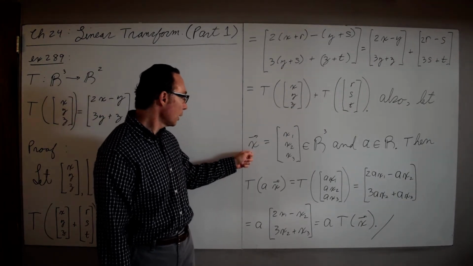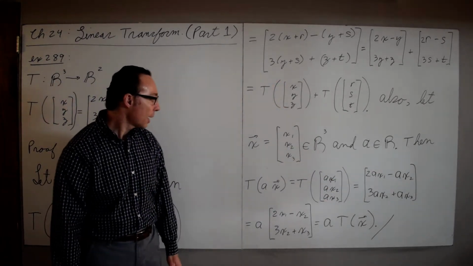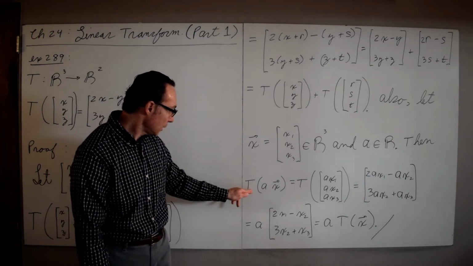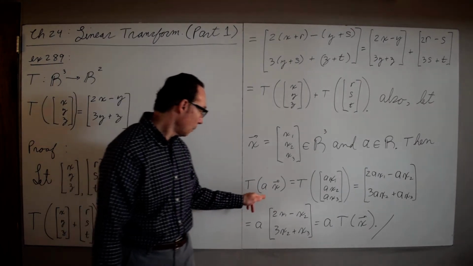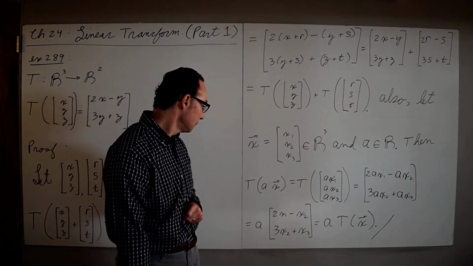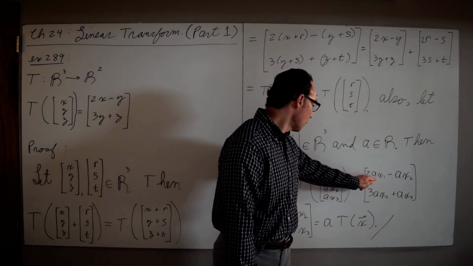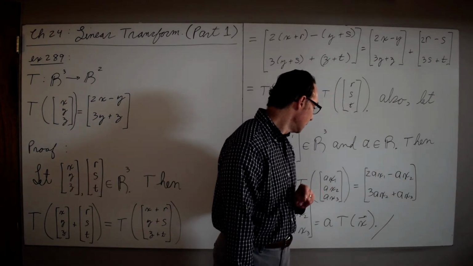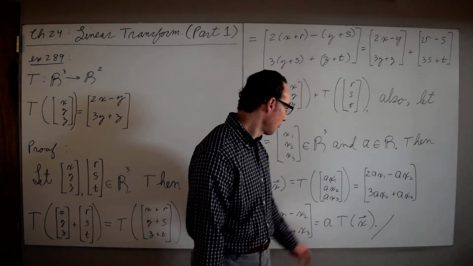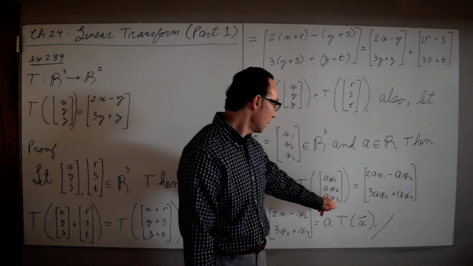Also, we'll take a vector in R3 and a scalar a, and we want to show that T preserves scalar multiplication. So T of a times the vector, what is that? It's just (ax1, ax2, ax3). And now we apply T to this. It's 2 times the first component minus the second, 3 times the second component plus the third. That is simply T applied to this vector, and it gives us this vector.